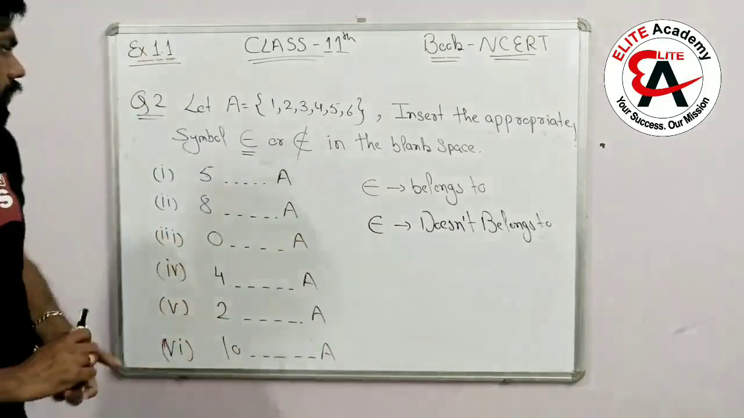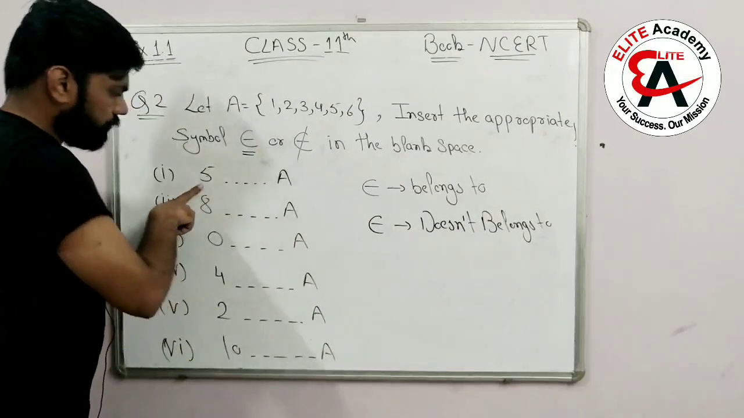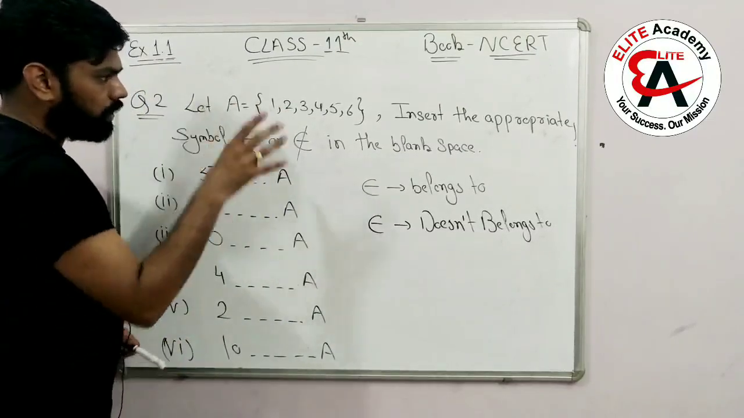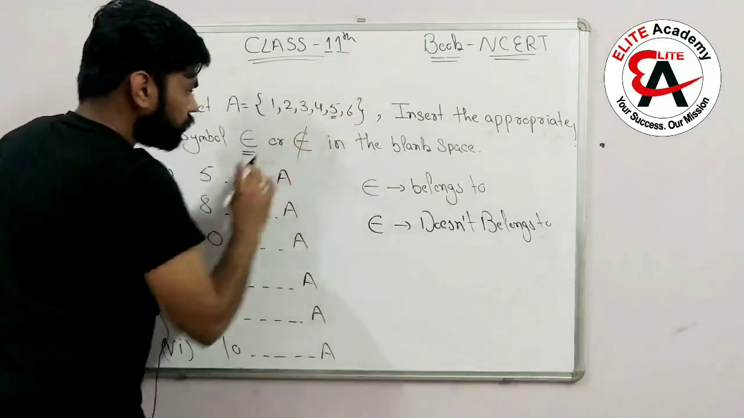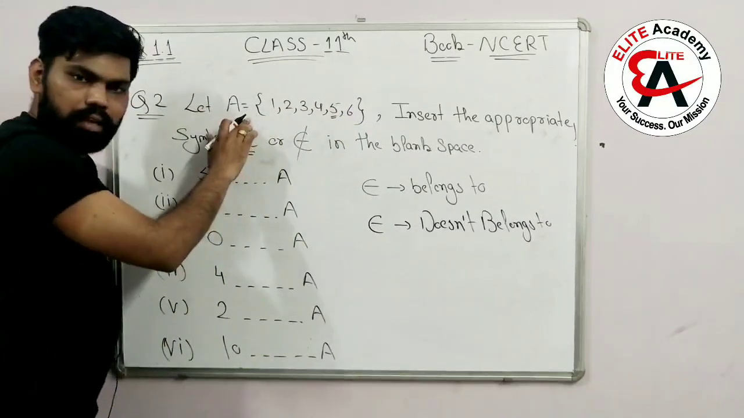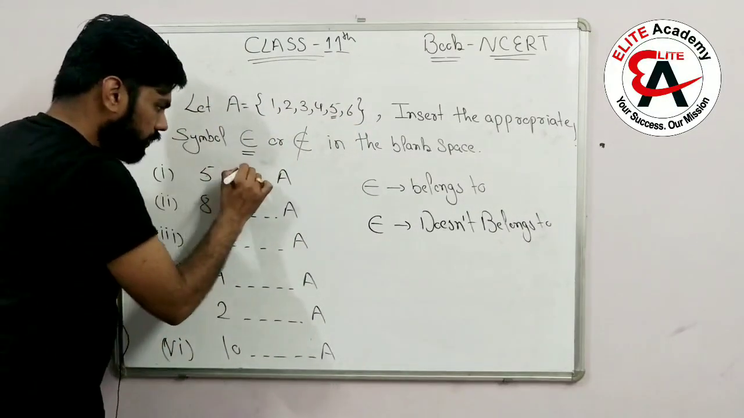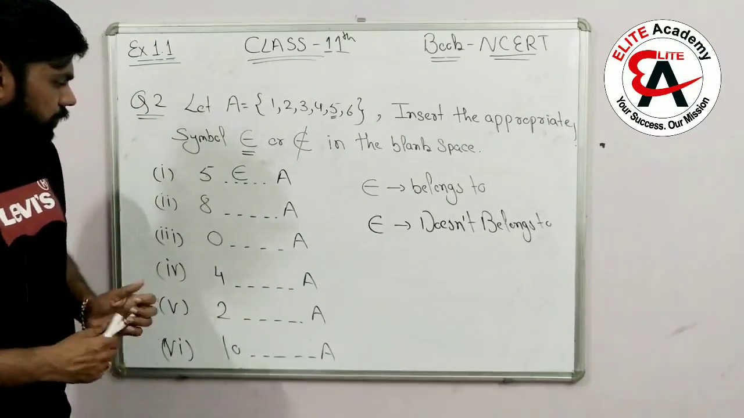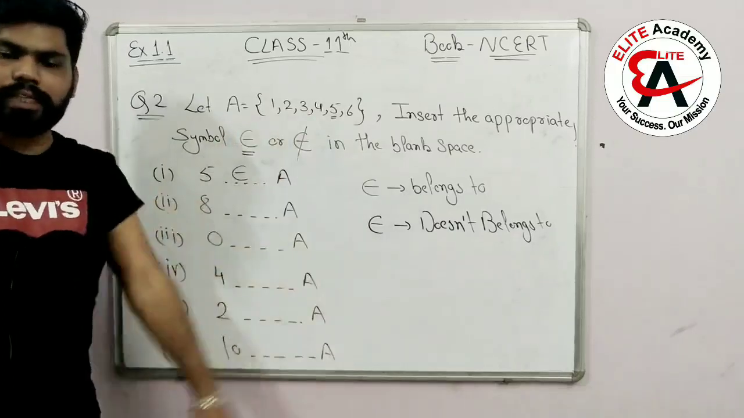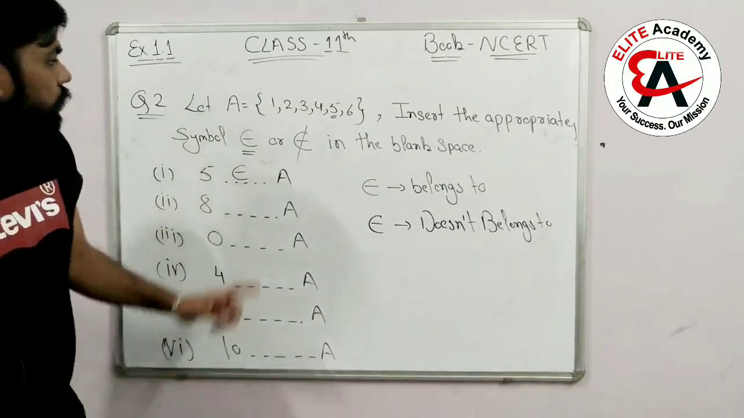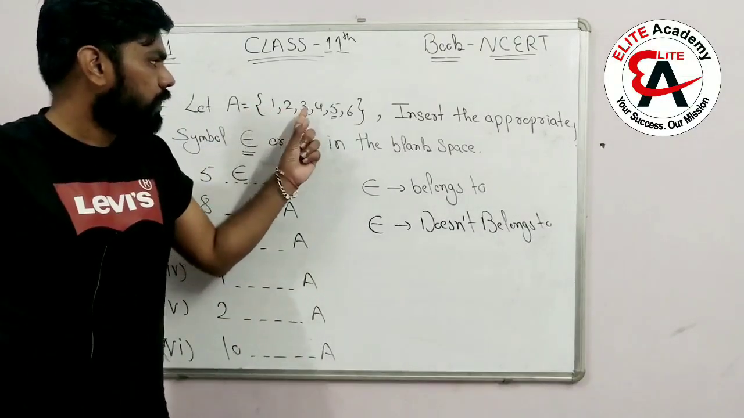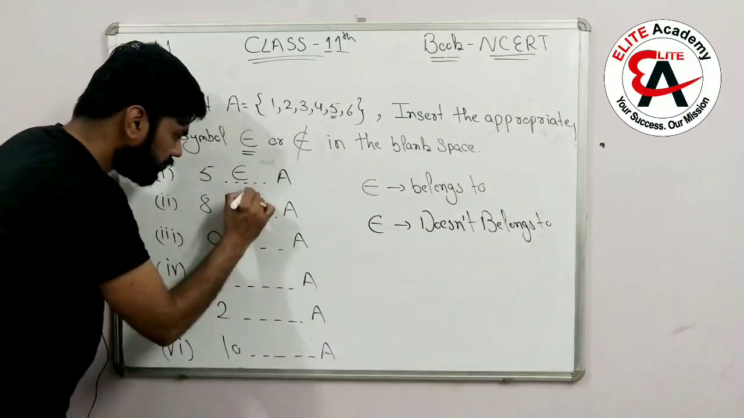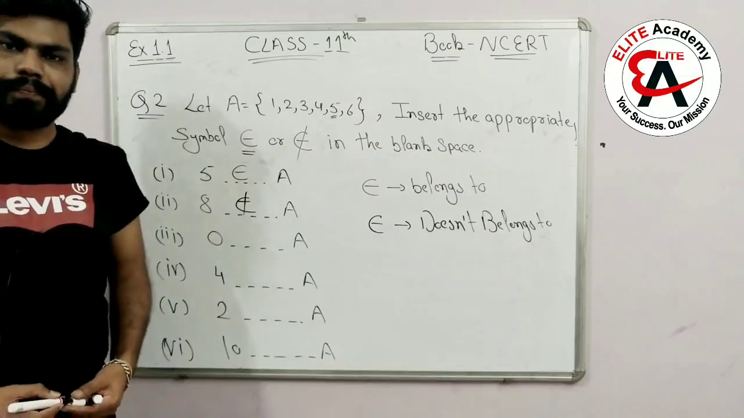Same as it. Now, I'm saying 5. Does it belong or not? Check it out. Is this a part of the set? Yes, it is. So it means if 5 is a part of set A, then 5 belongs to A. Similarly, how about 8? Is this part of the set? Not at all, because the set which we have is 1, 2, 3, 4, 5, 6. So I will say 8 doesn't belong to A.